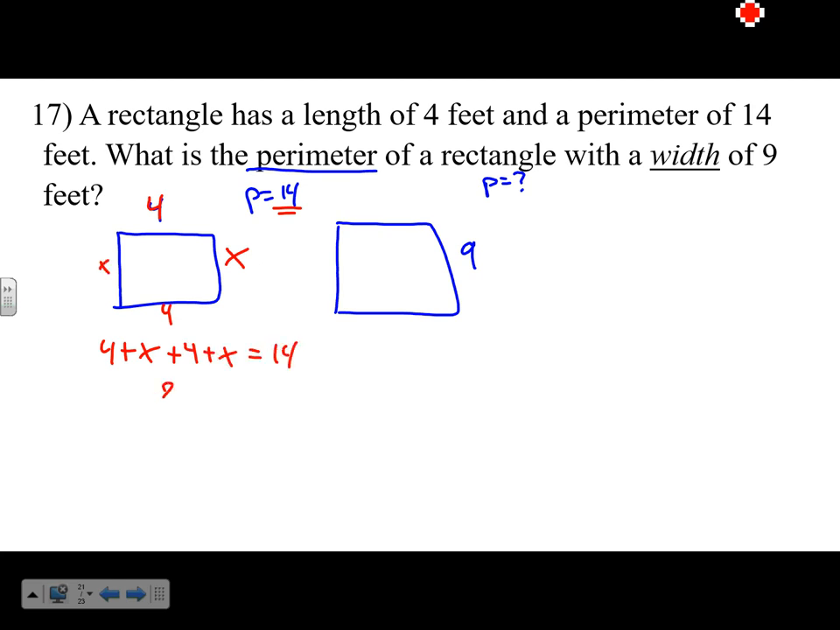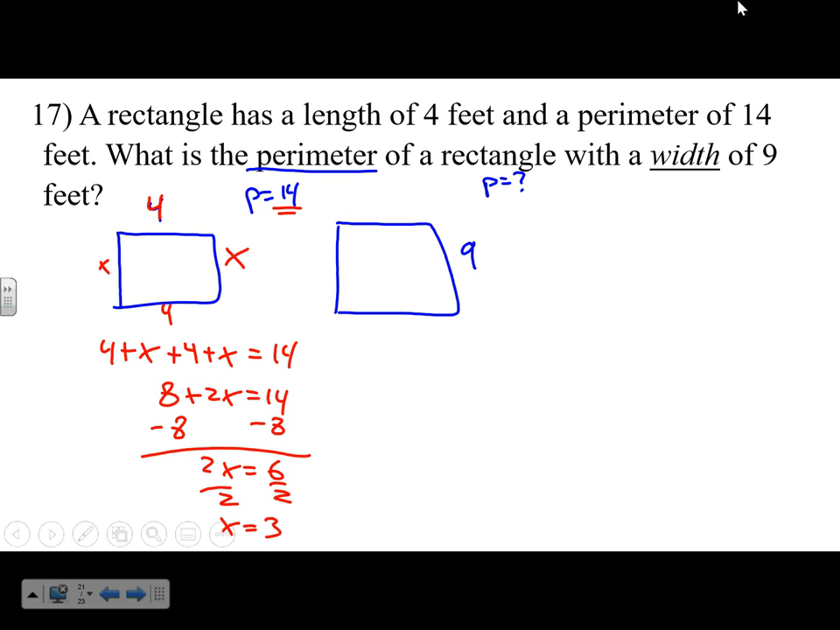So that's 8 plus 2x is equal to 14, and we can solve that one. 2x is equal to 6. x is equal to 3. Let's just double check. Okay, so this length is 3. So how does that help us here?